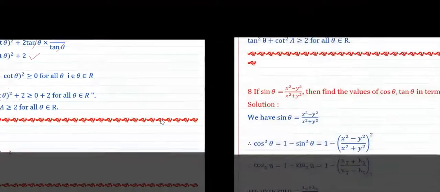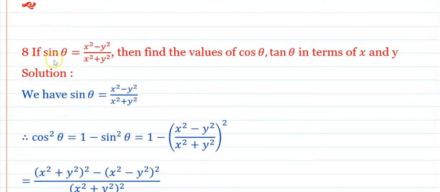Okay, now the next question. If sin theta is equal to (x square minus y square) upon (x square plus y square), then find the values of cos theta and tan theta in terms of x and y. It's a simple expression आहे. इथे आपण आयडेंटिटीचा वापर करणार आहोत. Sin theta is equal to (x square minus y square) upon (x square plus y square).